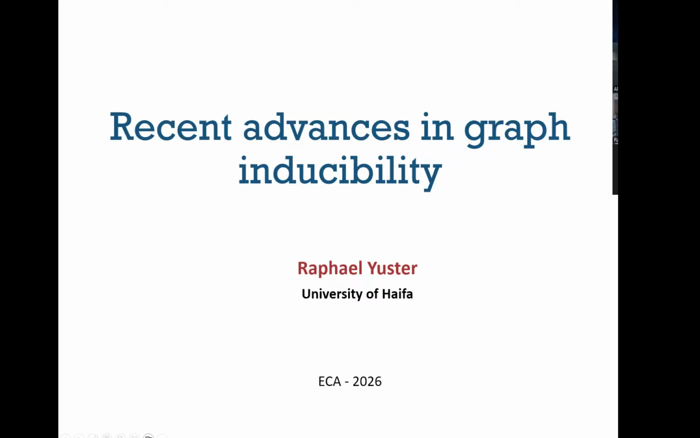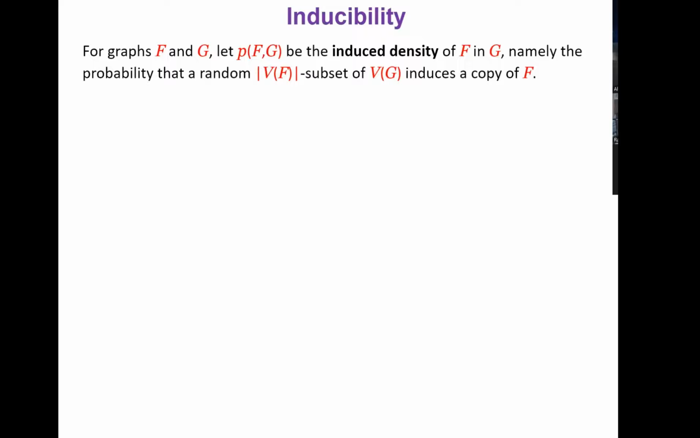Indeed, I'll talk about this topic. So let me first set the stage. Suppose you have two graphs, F and G. You can think of F as some fixed graph and G as some large graph, but it's not really important for the definition.